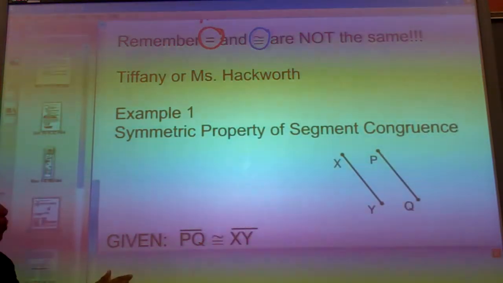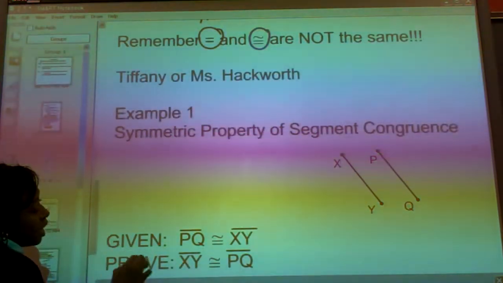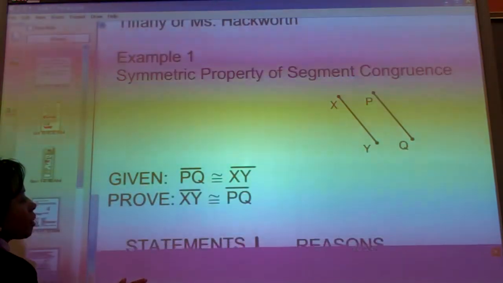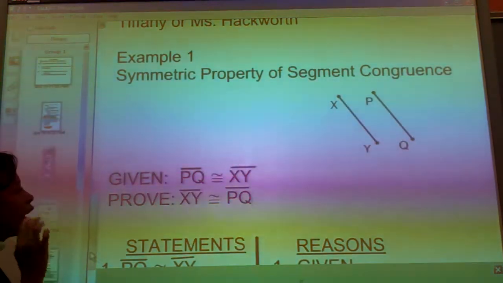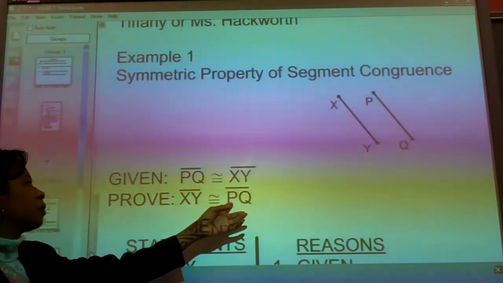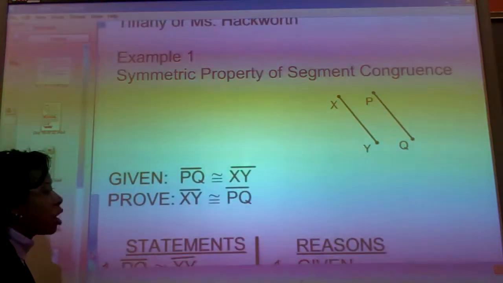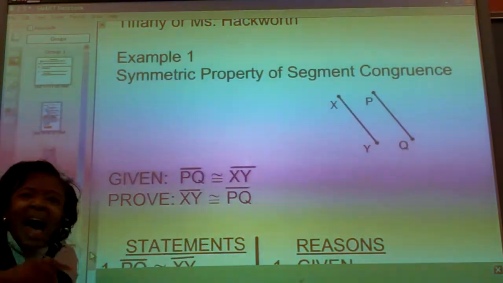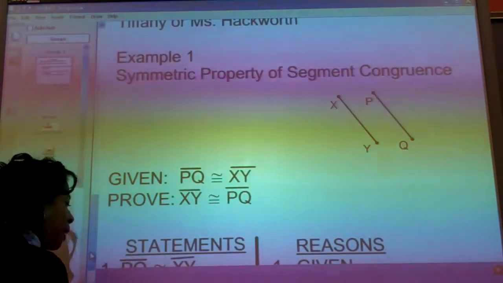So number 2, prove segment XY is congruent to PQ. Right? When I do that, I set up my statements and reasons. So I think about what do I know about XY being a PQ. So you see it switched here? What do you know about that information there, about them being switched? PQ congruent to XY. Now I'm switching. I immediately see something. I go, oh, shoot, that looks like the symmetric property.